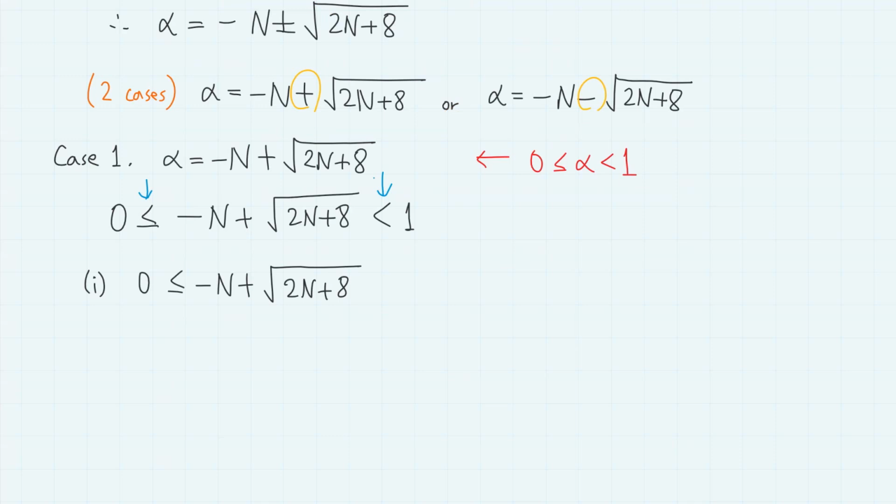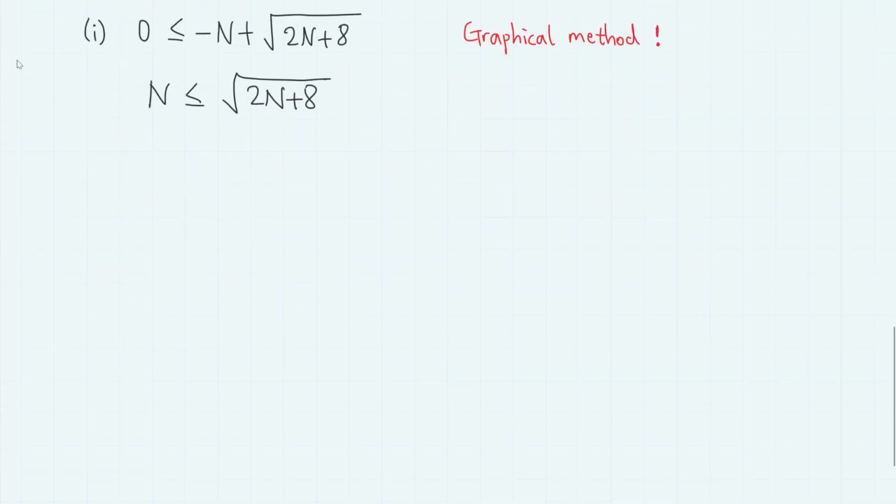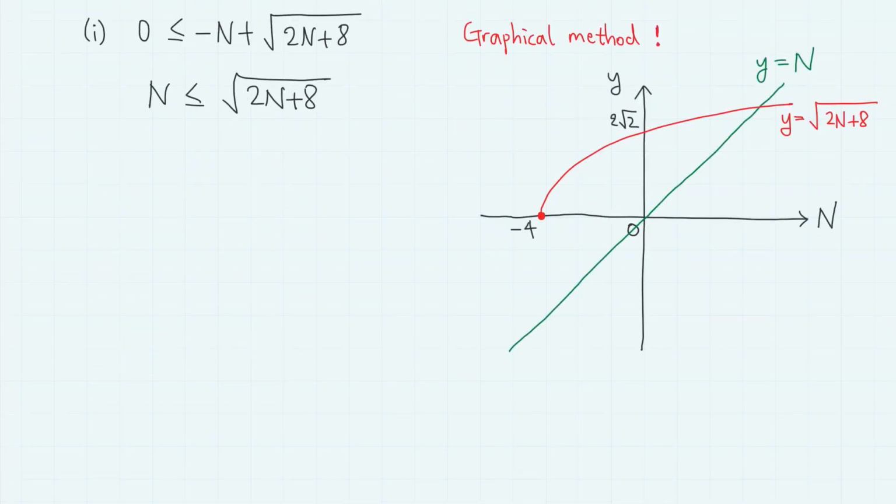First, minus n plus square root of 2n plus 8 is greater than or equal to 0. This is a radical inequality, and the graphical method can be very efficient for this kind of inequality. First, let us write n is less than or equal to square root of 2n plus 8. And let us think about the graphs of y equals n and y equals square root of 2n plus 8. We need to find the intersection point in order to solve the inequality. The coordinates of the intersection point can be found from the equation n equals square root of 2n plus 8.